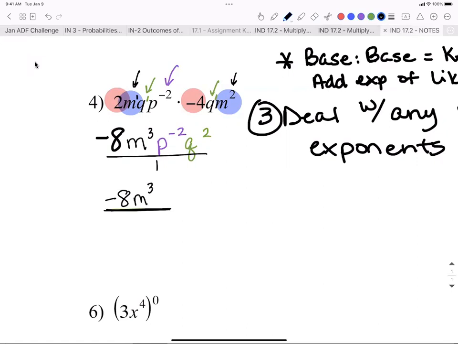How about p to the -2? Keep it or move it? Got to move it because we have to deal with that negative. Now, when we move it to the bottom, we drop the negative. Okay, now how about the q? Keep it or move it? Keep it. And that is the final answer.